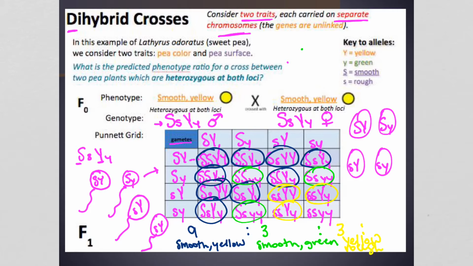And then I've got one last one that is rough and green. Okay, so the ratio is 9 to 3 to 3 to 1. And that is how you do a dihybrid cross.